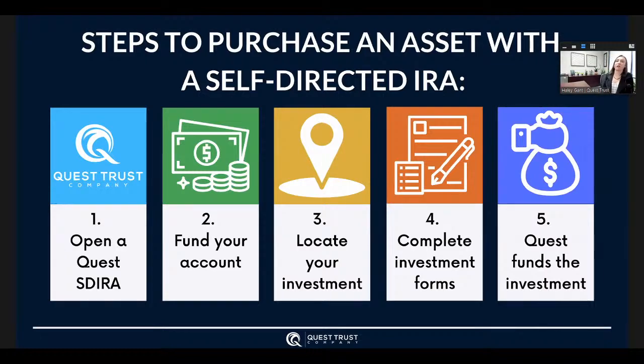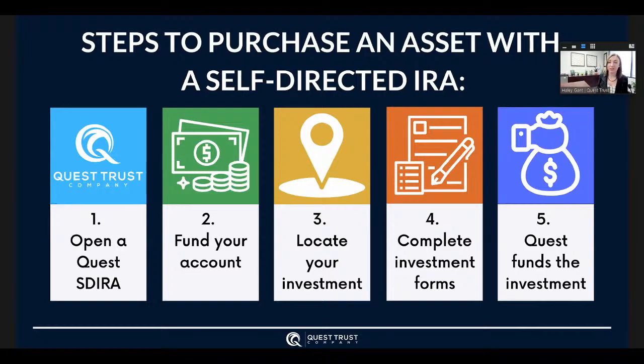A good time frame that I always like to give people is if you see yourself self-directing your IRA in the next 3 to 6 months, go ahead and get the account open. Go ahead and get at least some of your funds moved over. That way, once that deal comes across your plate, you're ready to move and we're not waiting on your funds to arrive at Quest.